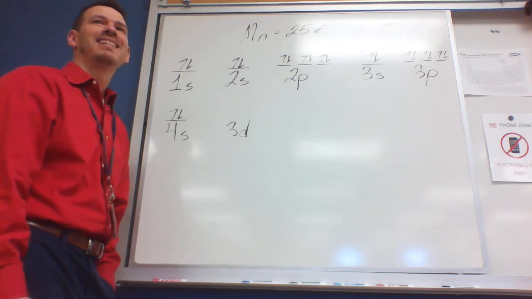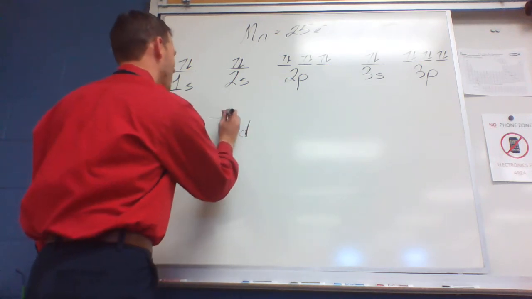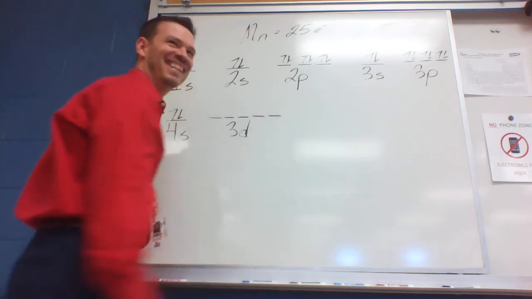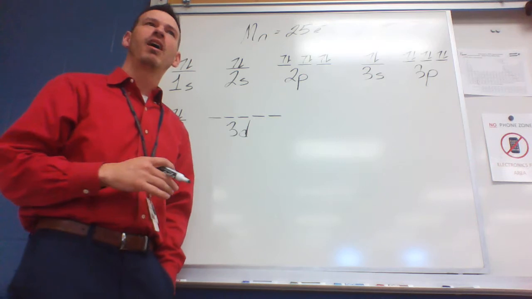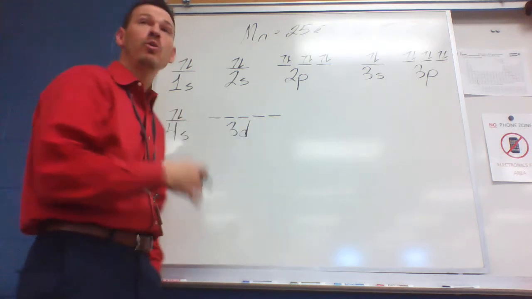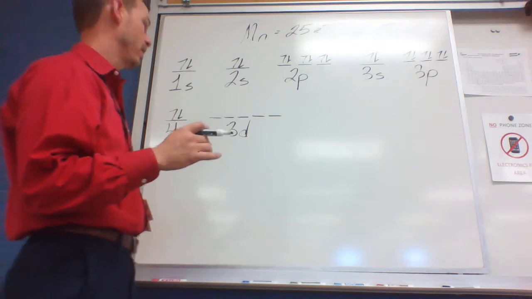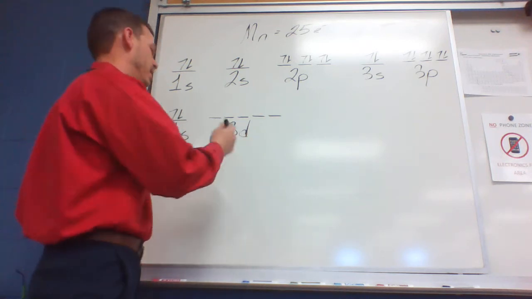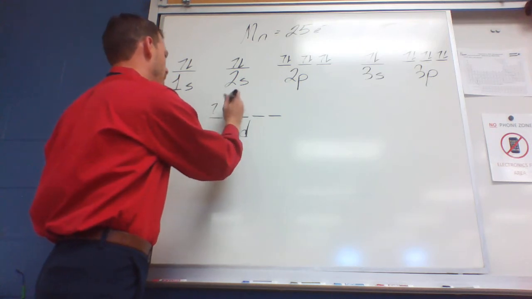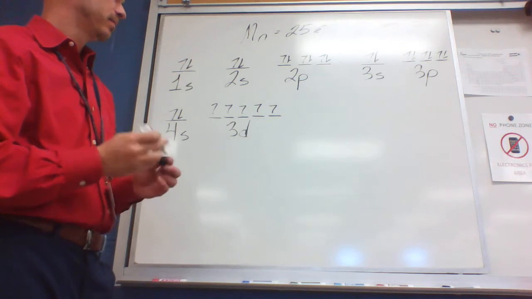How many orbitals does a d have? 5. All right, now remember, you show all of them, no matter what, because when we do hybridization, empty d orbitals are a big deal when we get to that next unit. But how are we going to fill this level? Up, up, up, up, up. Done. 7 down.